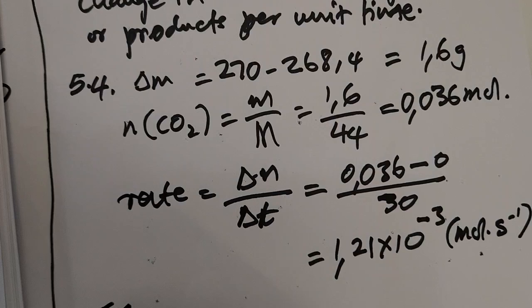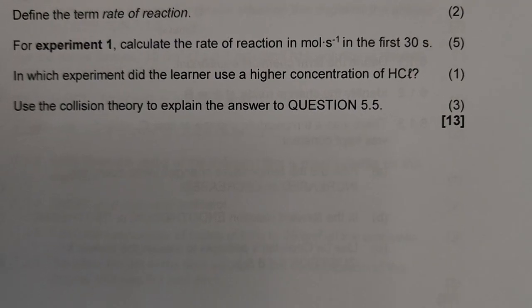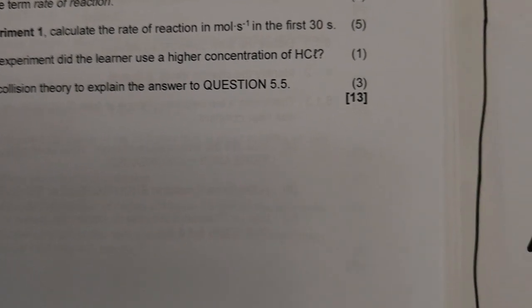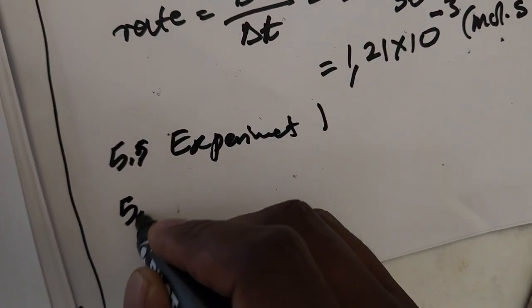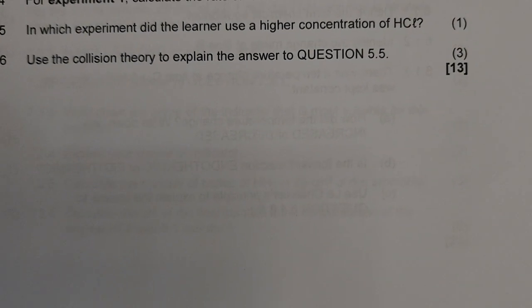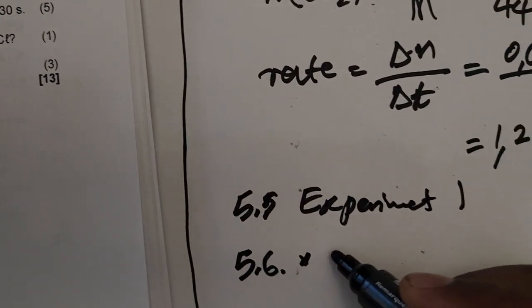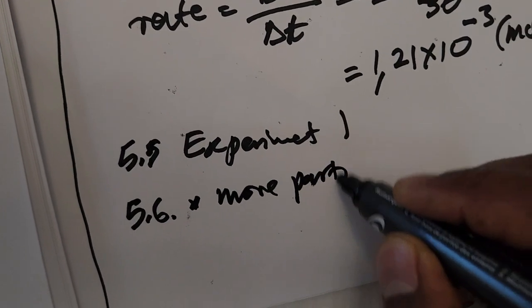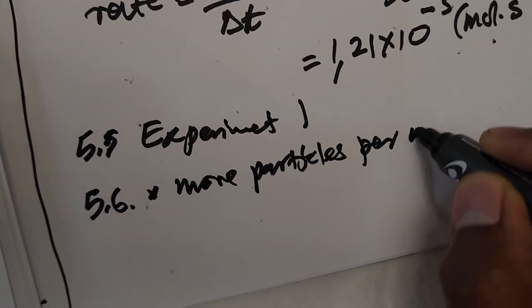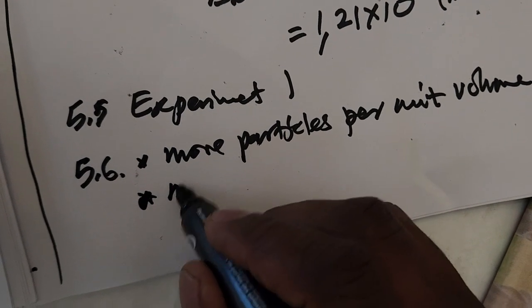Then 5.5, they say to us, in which experiment did the learner use a higher concentration? So it will be just experiment 1. The last question is saying to us, use collision theory to explain. Now collision theory is very easy when you are using it, because here we're changing concentration. You just say, first part, when we increase concentration, there are more particles per unit volume. That's the 1 mark.